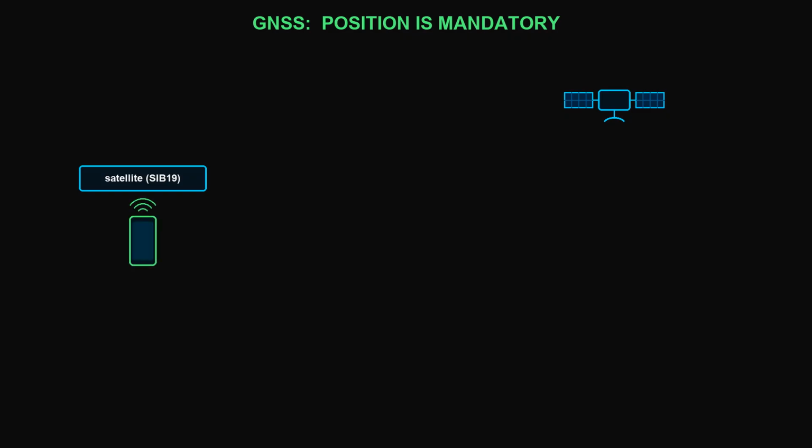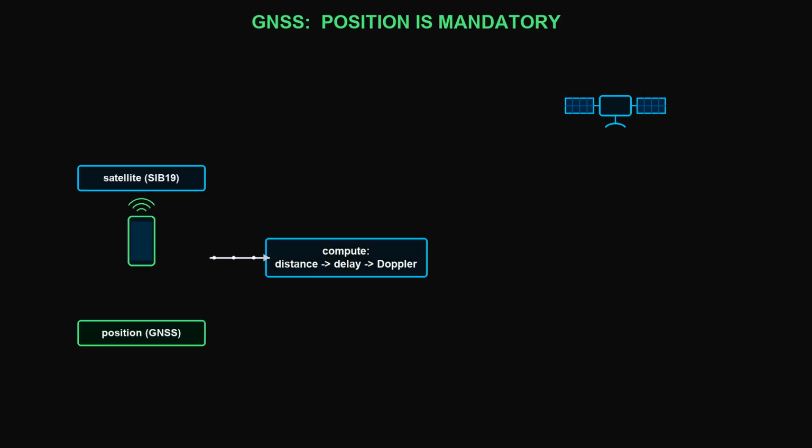But SIB19 is only half of your phone's calculation. To work out its own distance to the satellite, your phone needs one more thing: its own position. And that comes from GNSS, the satellite positioning systems, like GPS. In non-terrestrial networks, a valid positioning fix isn't optional, it is mandatory. Your phone literally cannot compute its service link timing or its Doppler without knowing where it is.